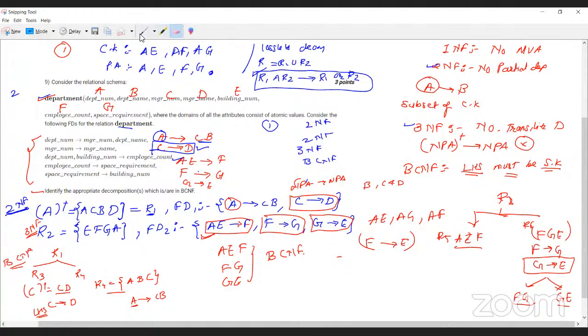The actual step would be to first do FGE, make it a separate relation, and then R6. Again, because G determines E and G is not a super key of FGE, you will decompose it again into G and FG. So first I will decompose R2 into R5 and R6. Then I will check again for the BCNF condition, and here FG and G are my decomposed relations, right?